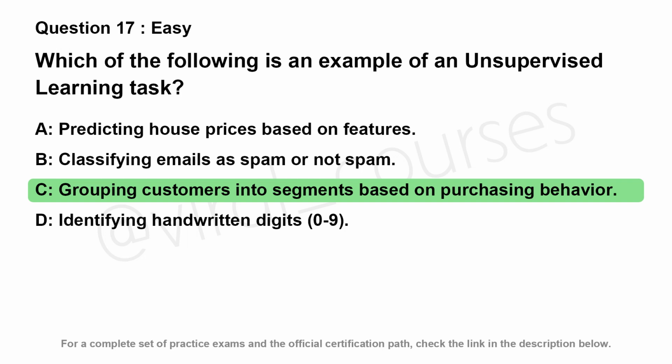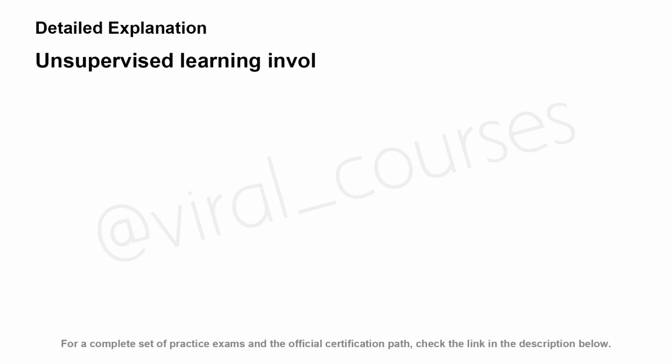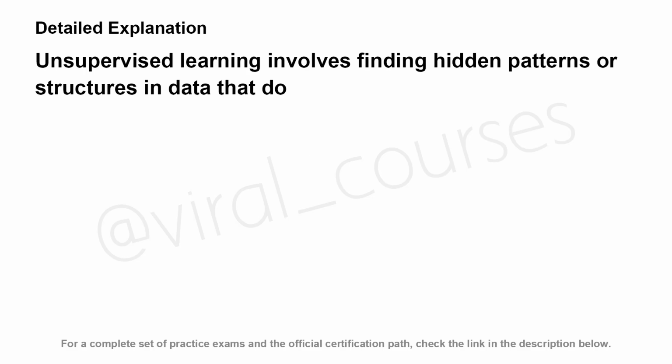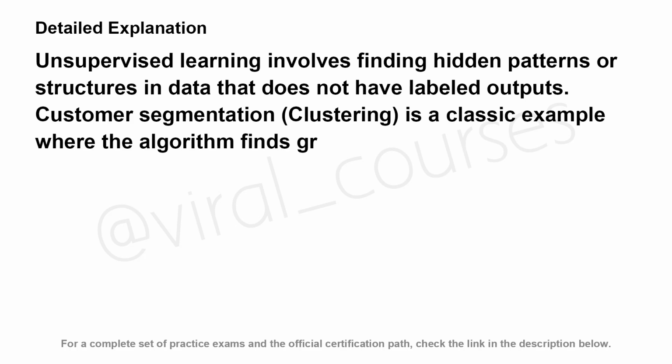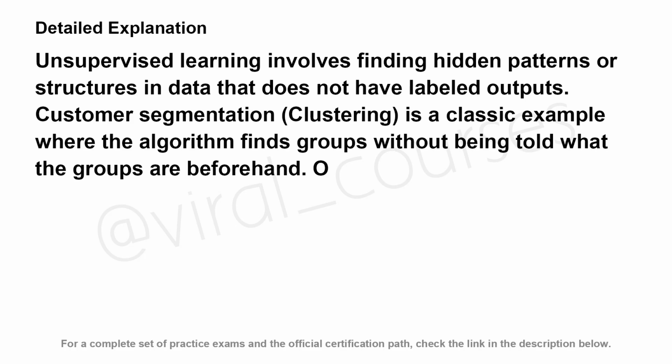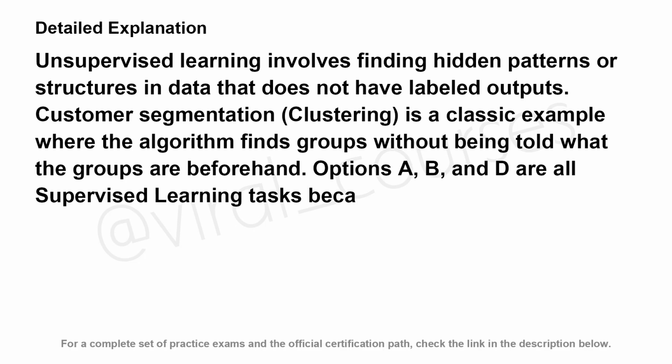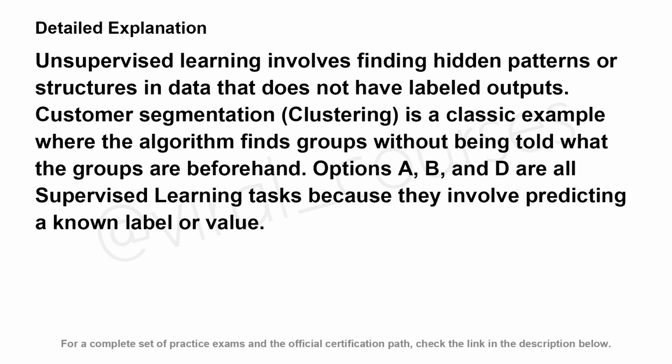The correct answer is C. Unsupervised learning involves finding hidden patterns or structures in data that does not have labeled outputs. Customer segmentation, clustering, is a classic example where the algorithm finds groups without being told what the groups are beforehand. Options A, B, and D are all supervised learning tasks because they involve predicting a known label or value.